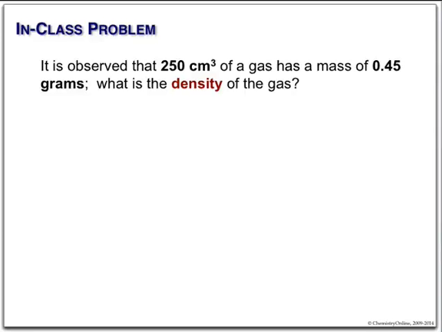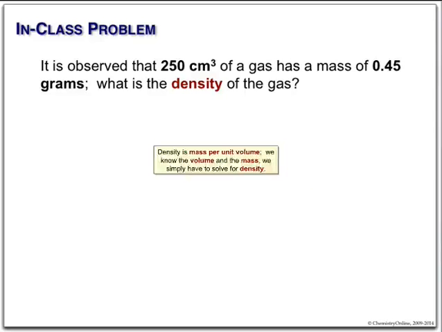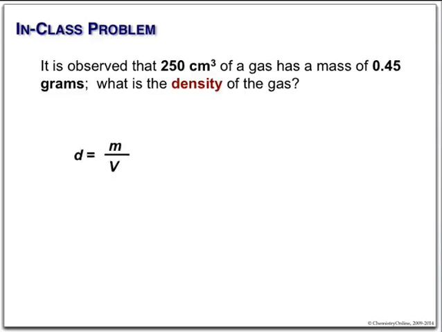Well, when you see a problem like this, you immediately think density is mass per unit volume. We know the volume, we know a mass. Therefore, all we have to do is calculate the ratio in order to get our density. Mass per unit volume looks like this in an equation.